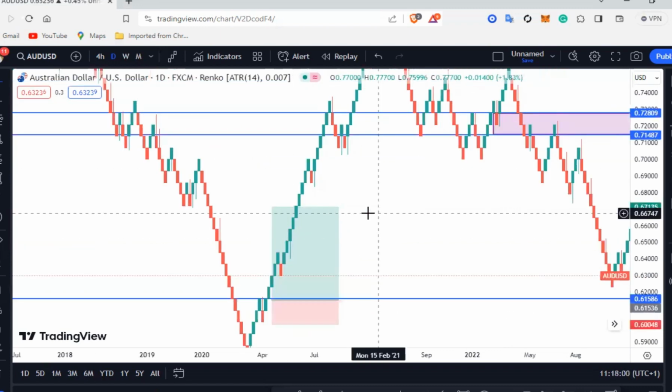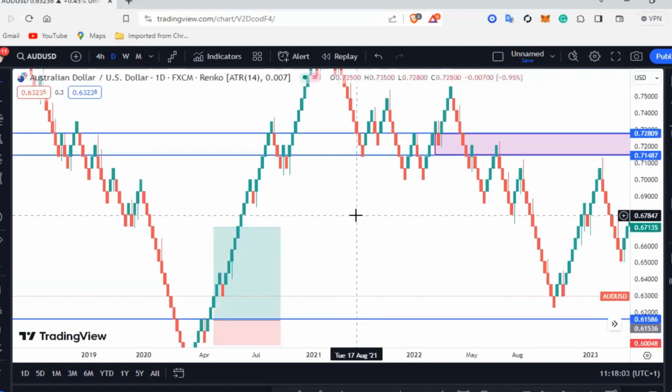What have I said so far? There are two ways to use this thing. It's easier to spot support or resistance levels. Then it's easier to spot a trending market.